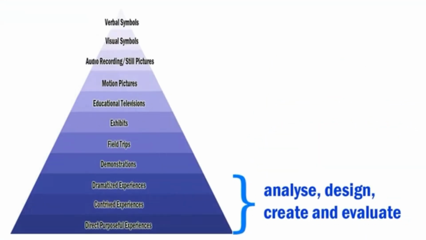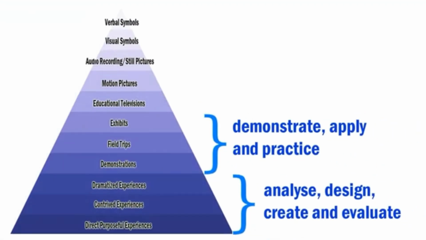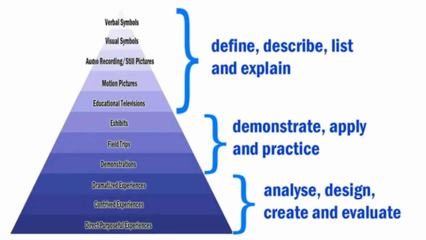For the level of direct purposeful experiences, contrived experiences and dramatized experiences, learners are able to analyze, design, create and evaluate. For the level of demonstrations, field trips, exhibits, learners are able to demonstrate, apply and practice. And for the level of television, motion pictures, visual symbolic and verbal symbolic, learners are able to define, describe, list and explain.